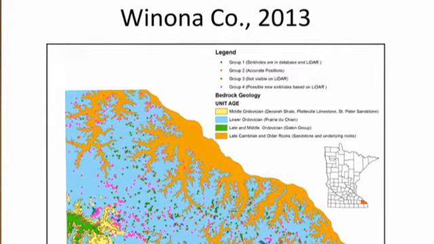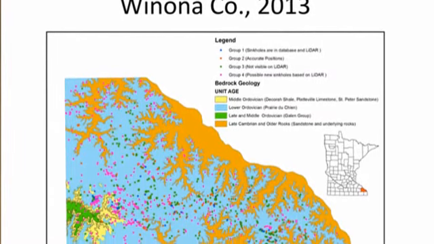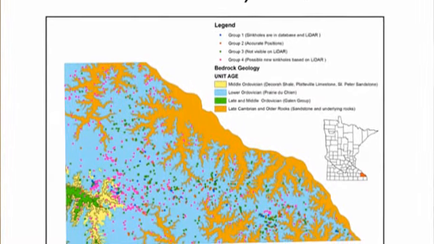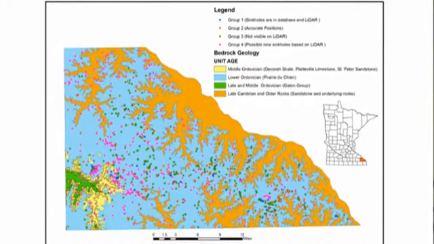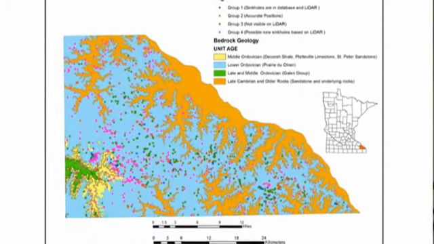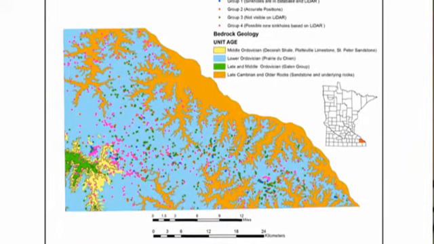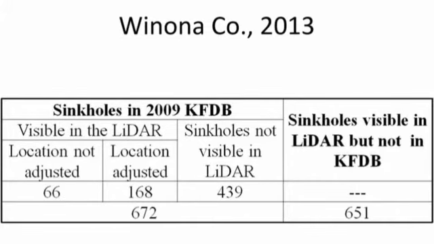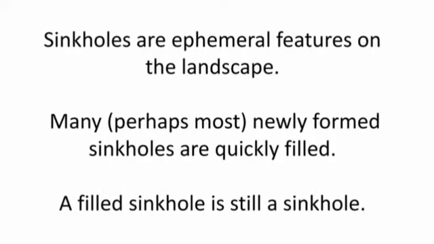In 2013, another of my graduate students went back a third time with LiDAR to look at Winona County. The purple dots on here were new sinkholes that were not visible in the previous surveys. Sinkholes are ephemeral features. They come and go. New ones develop, old ones get filled. We improved the locations on a bunch, and we found as many more as we thought. And this was the third time we'd been over. We thought we were doing pretty good.